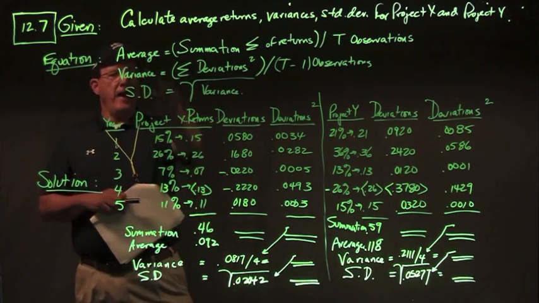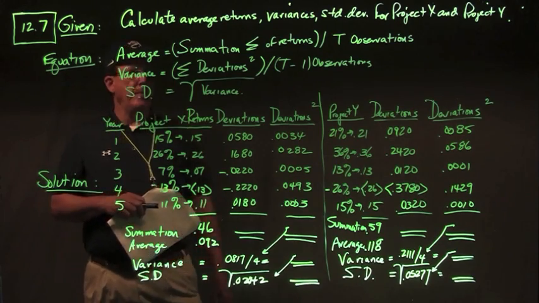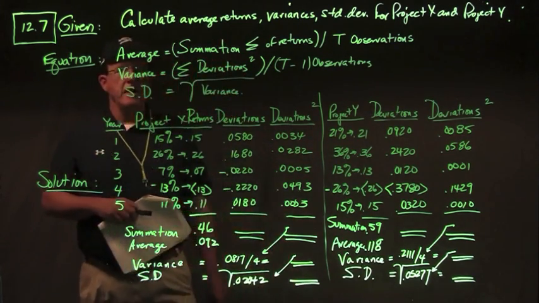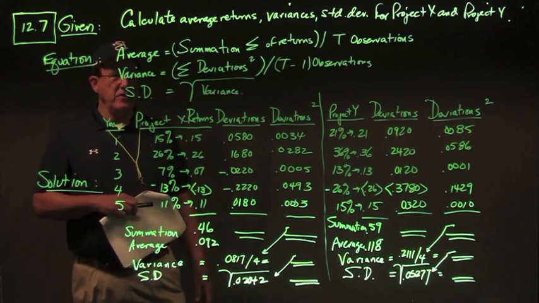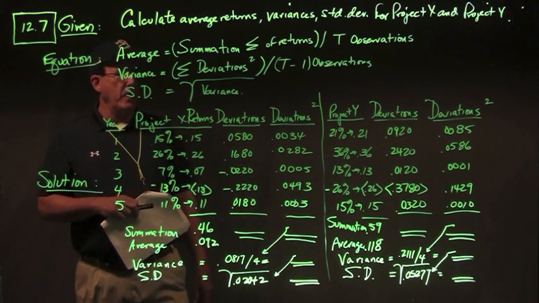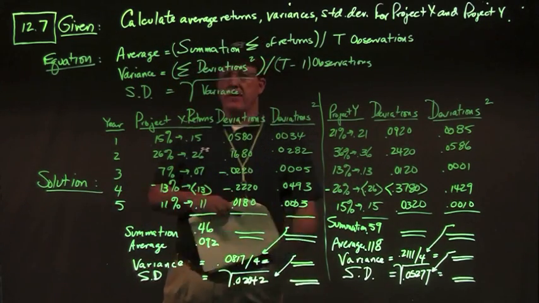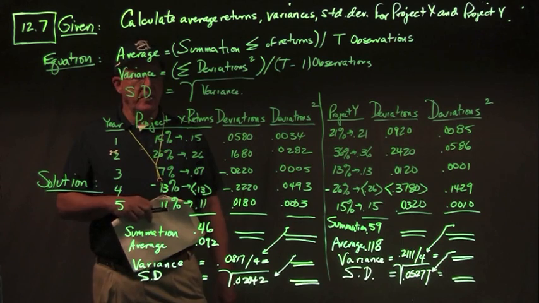So the average is the summation of all the returns divided by t observations. So if you have 5 observations, we'll divide by 5. The variance is the summation of the deviations squared divided by t minus 1 observations, because we have a small sample size here. And the standard deviation is simply the square root of the variance.